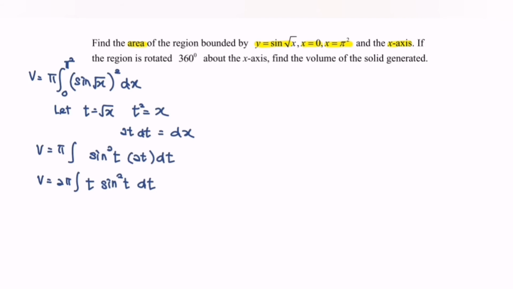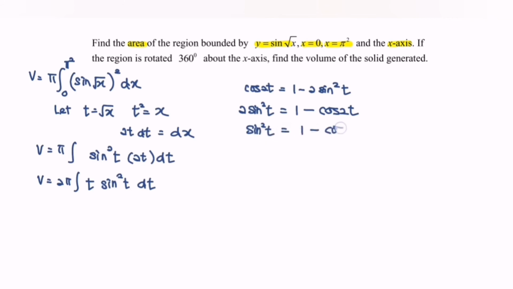So kindly refer to the double angle, where we have cos 2t equals 1 minus 2 sine squared t. Kindly rearrange, so we will have 2 sine squared t equals 1 minus cos 2t. Rewrite: sine squared t equals 1 minus cos 2t over 2. Then substitute: V equals 2 pi integrate t times 1 minus cos 2t over 2 with respect to t.